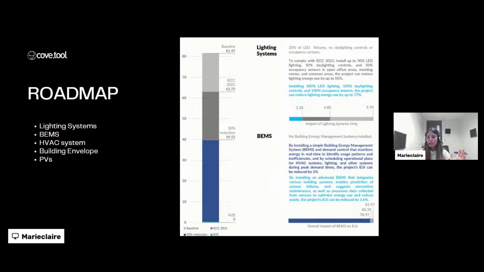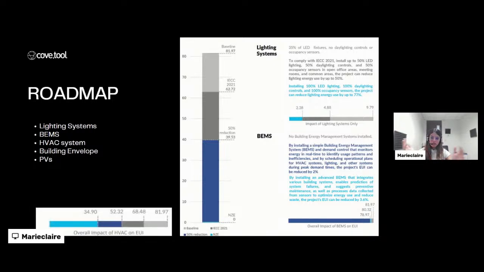For the last thing, we just went through our roadmap. Our way to produce that roadmap for the clients was something like the image that you are seeing. We decided that we wanted to isolate each system to understand individual impacts. So we divided by lighting systems, building energy management systems, HVAC, building envelope, and PVs. And of course, we found out that the overall impact, the best one, was HVAC. So it was the biggest impact that we found.